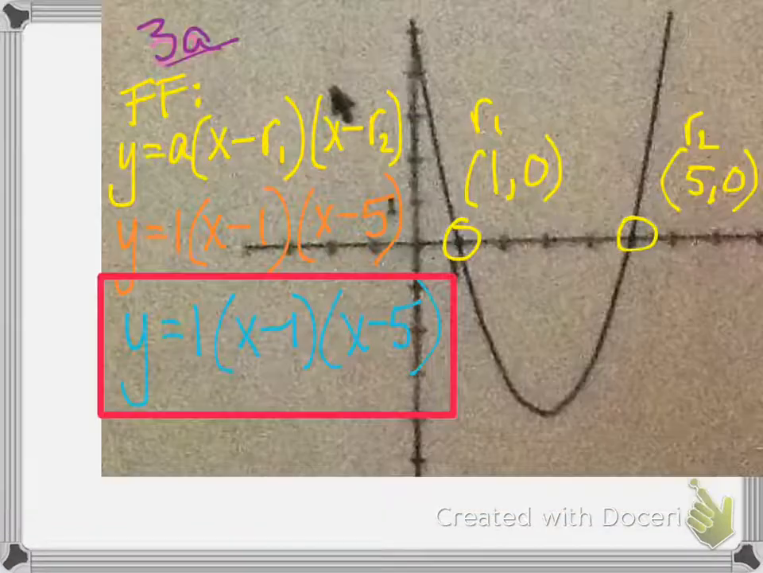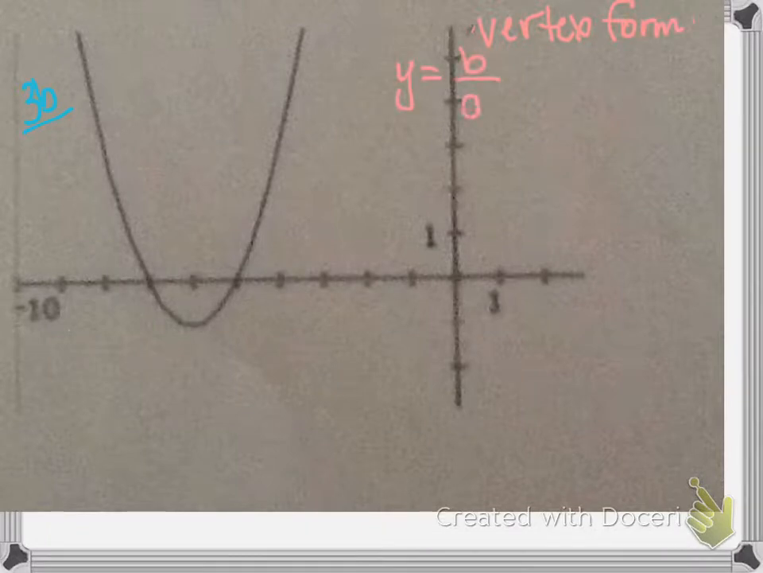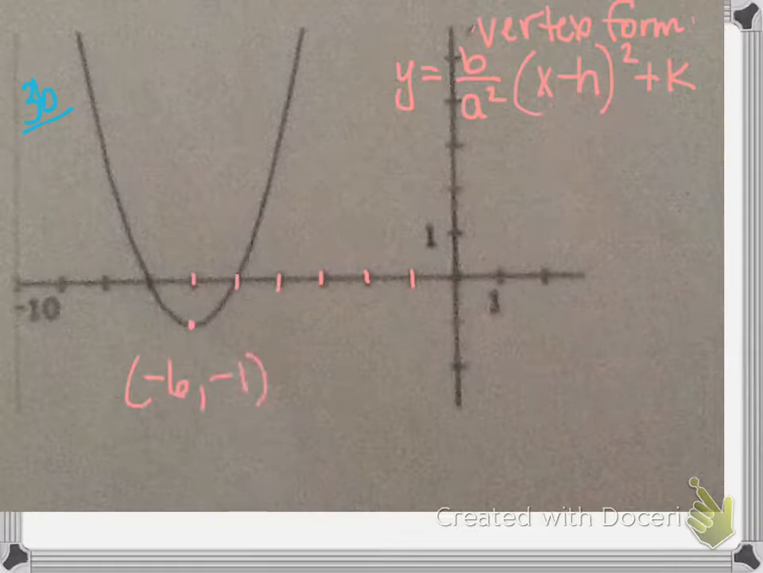So we have 3. That's not what I did. We have 3B. Okay, so hopefully I can get all these to fit on one page. So vertex form, I have y equals b over a squared times x minus h squared plus k. So finding the vertex first, vertex is here, which is 1, 2, 3, 4, 5, 6. So negative 6 and negative 1.